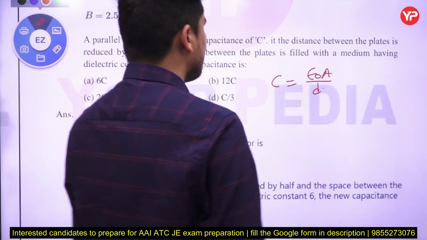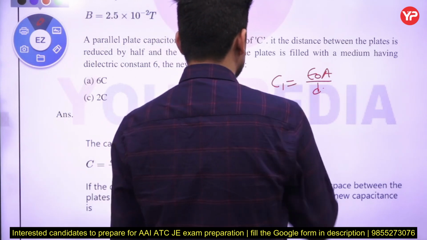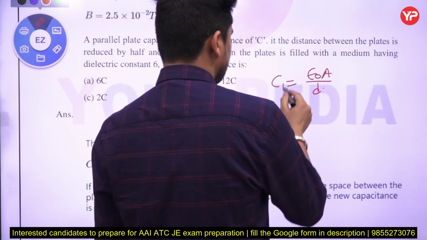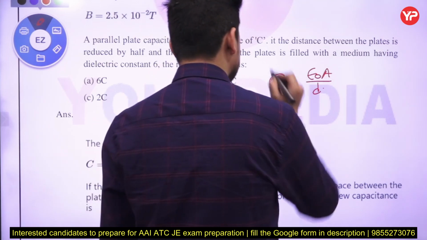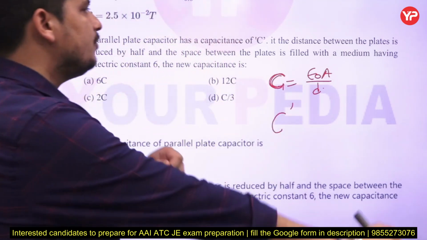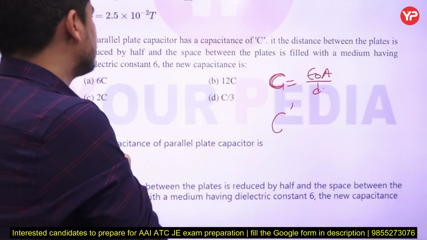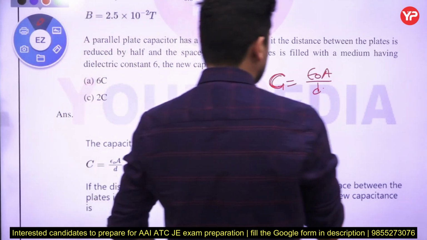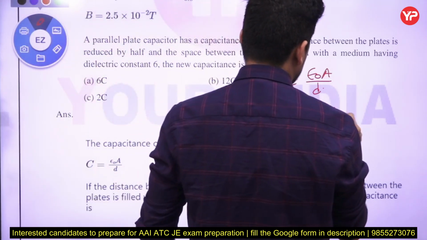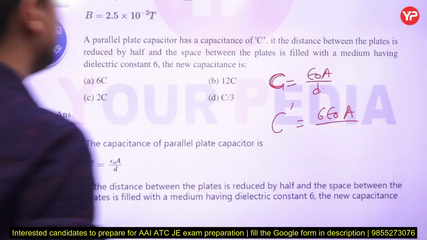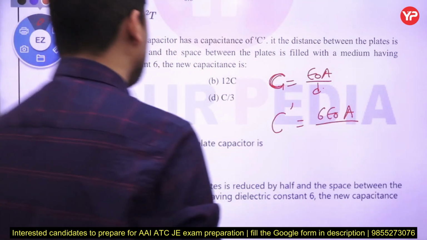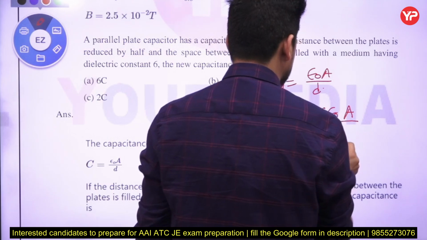Basically, this is the first capacitance, C. The new capacitance, let us take, will be C dash, when you fill it with a dielectric constant of 6. Dielectric constant 6 means 6 epsilon naught A. The area remains the same, and the separation between the plates is halved, so it becomes D by 2.